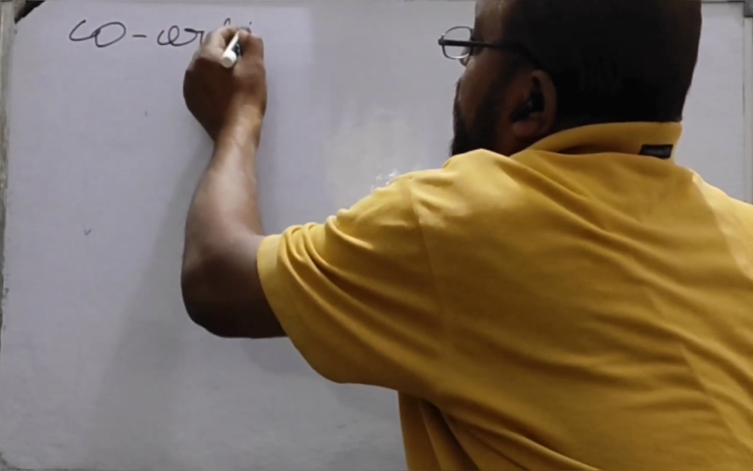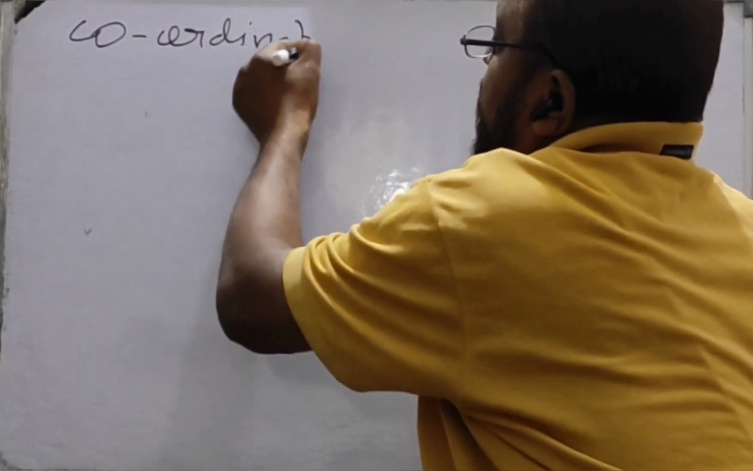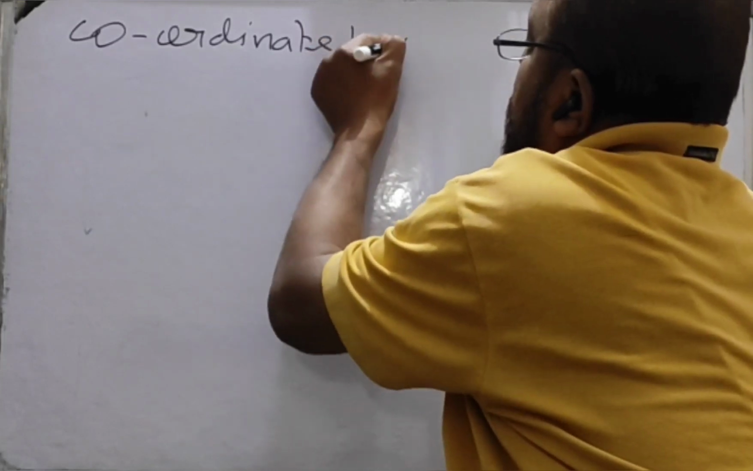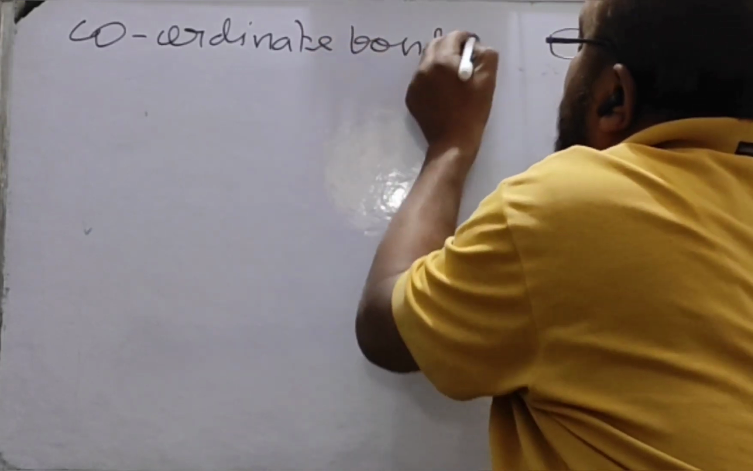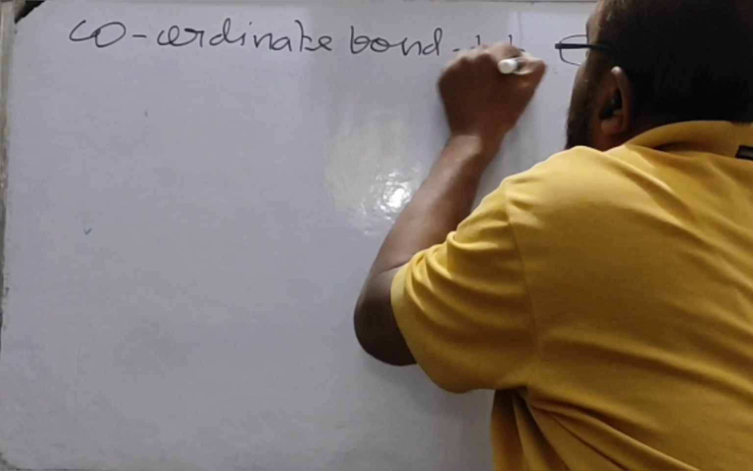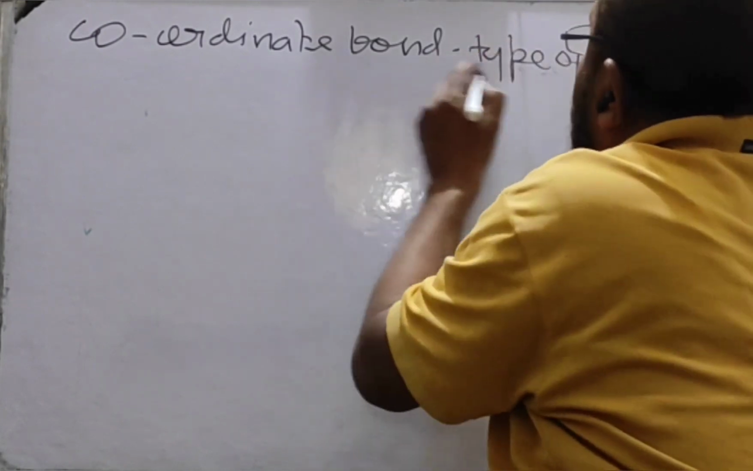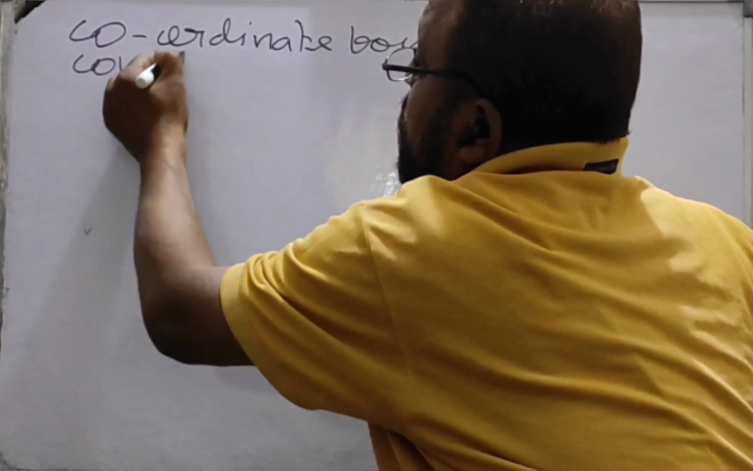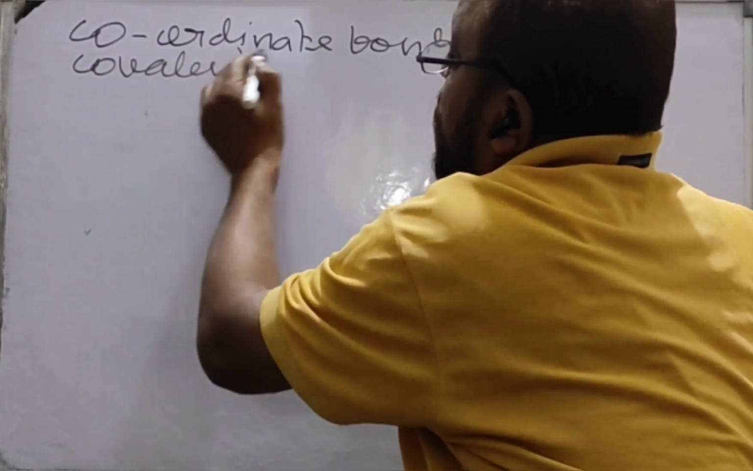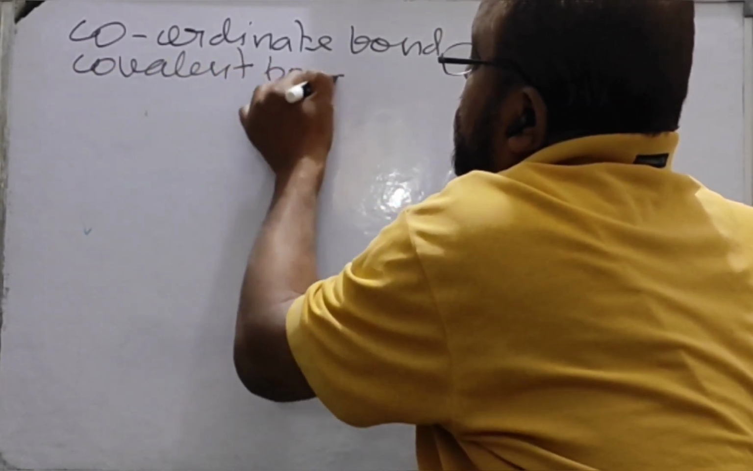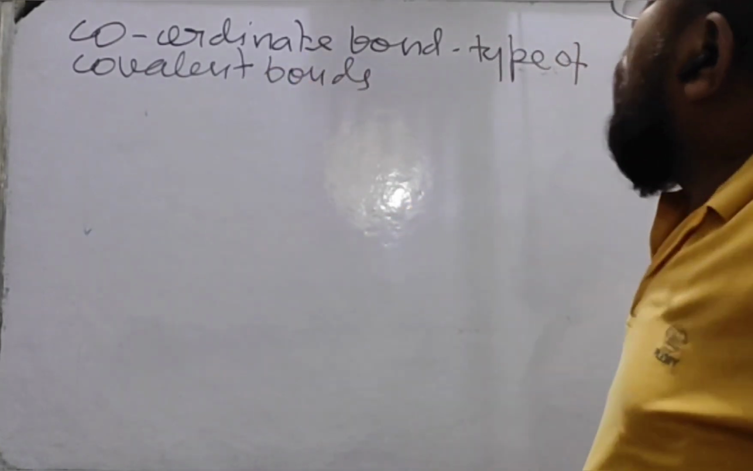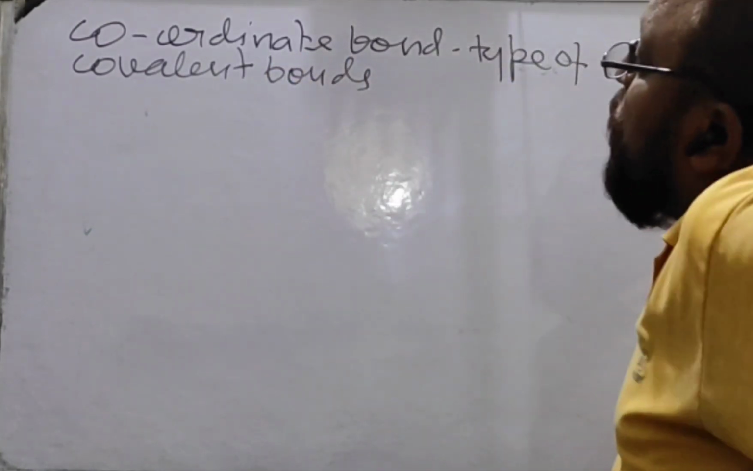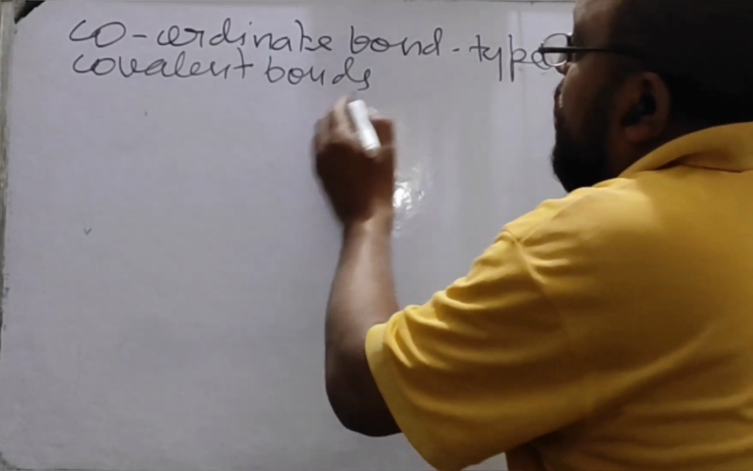Now we have the coordinate bond. A coordinate bond is a type of covalent bond in which, for bond formation, both the electrons are given by one atom only.